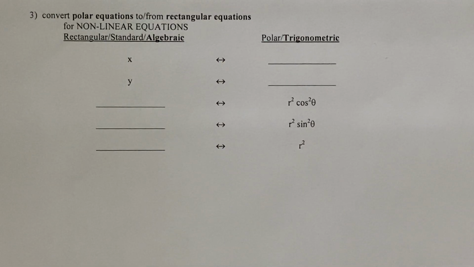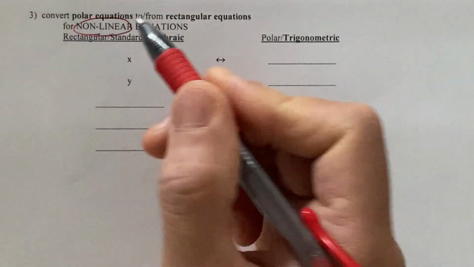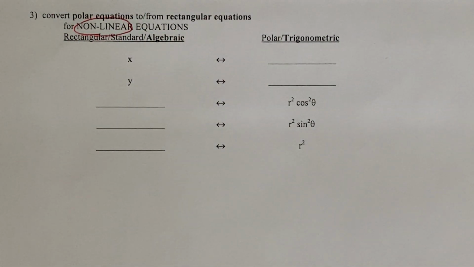Today we're going to talk about how to convert not points but lines from algebra form, xy form, to trig form, which is r and theta. First we'll talk about things that are non-linear, parabolas, circles, etc.